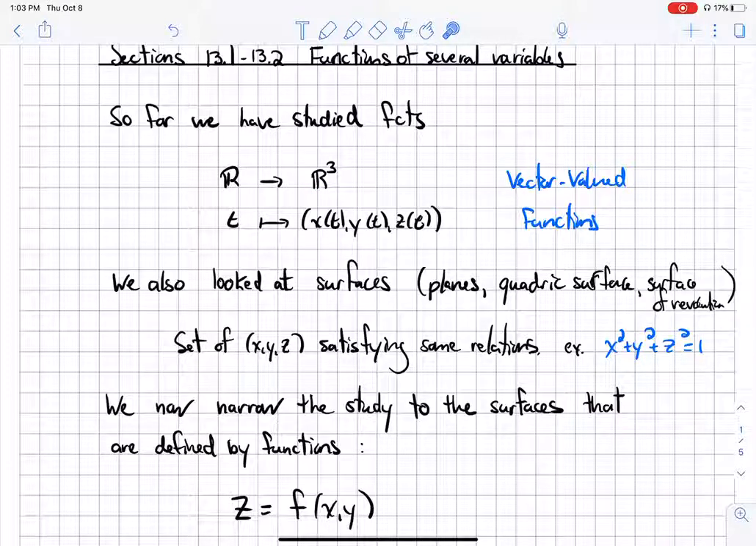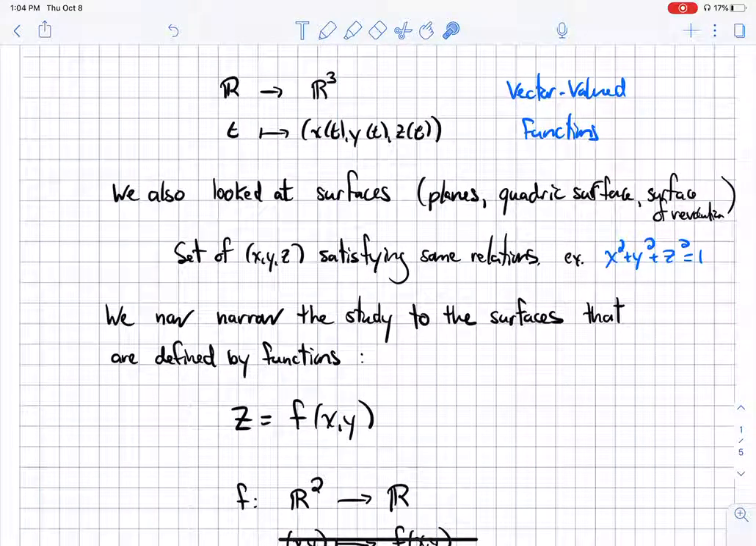We also looked at surfaces. So we saw planes, flat surfaces, quadric surfaces, and also surfaces of revolution. And essentially a surface is what? It's a set of (x, y, z) that satisfies some relation. For example, a sphere has this relation. Some of these surfaces, the equation was the equation of a function, and that's what we're going to look at more carefully. So we now narrow the study to surfaces that are defined by a function.